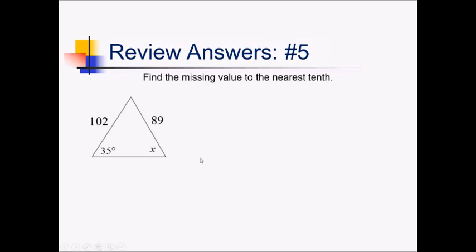On this problem, I'm trying to find a missing angle with a non-right triangle. So since I have an angle and a side that are across from each other, this 35 degrees and this 89, let me try the law of sines on this. So sine of A over A equals sine of B over B. So let me start with just the pair that I know. Sine of 35 over 89 equals, and now we have just sine of X over 102.